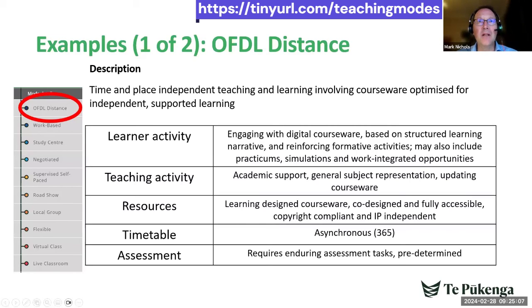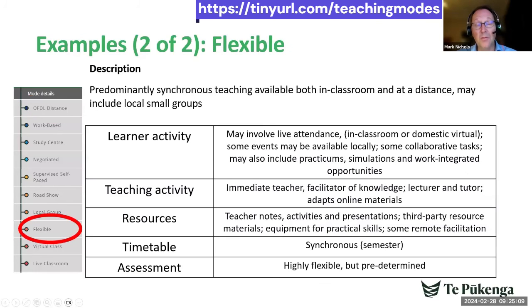My second and final example is the mode we call flexible. So this is a synchronous mode at heart, which might be available in classroom or at a distance, or it might even include local small groups. The mode here appears a little more open-ended than the OFDL one because the learner activity is less strictly described, but you can see that the teaching activity gives a good description of how this mode works.